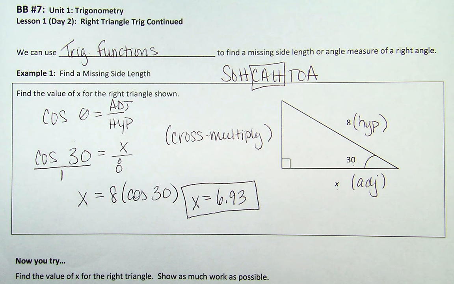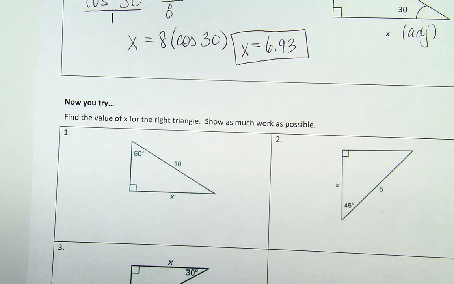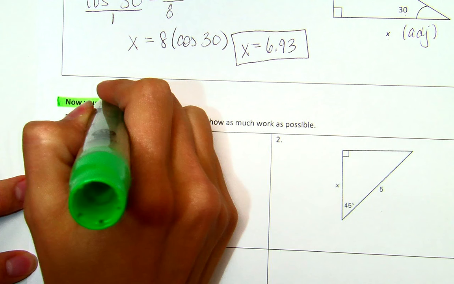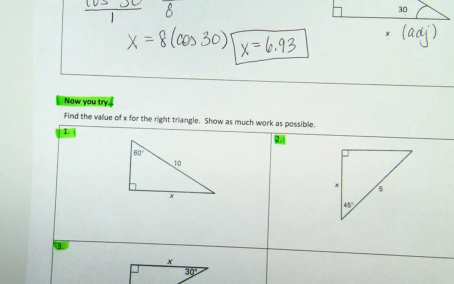So at this point, we're going to skip over the now you tries, labeled numbers 1, 2, and 3. Those will be homework or classwork the next time that we all get together. So let's move on to example 2.